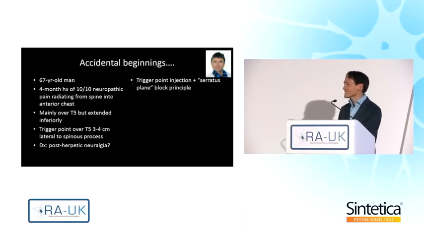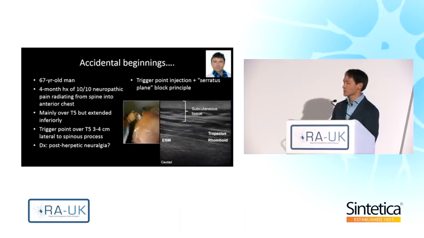A trigger point injection. I have great respect for my chronic pain colleagues, but they will frankly admit that evidence is a little bit short in the chronic pain field. But he decided that he would do a trigger point injection and simulate a serratus plane technique. Because the pain was so posterior, he decided to do his injection posteriorly over that area that appeared to be a trigger point. And this is what he did initially.